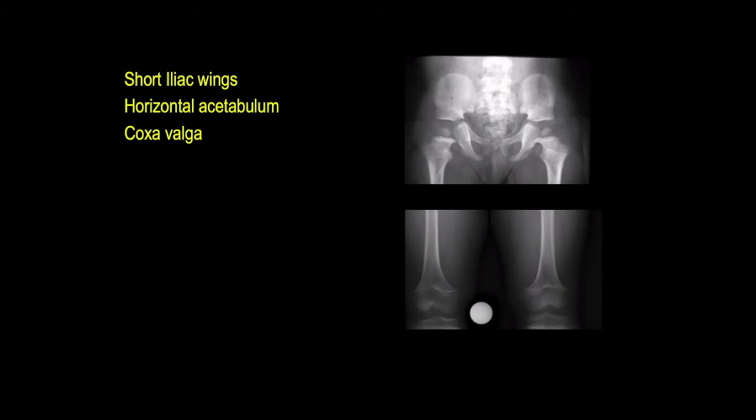And radiologically, you get short iliac wings and horizontal acetabulae. You get a coxa valga. You also get bulbous proximal femur. In the distal femur, you get a genu varum, and there's a V-shaped distal femoral physis. And so that's fairly characteristic of achondroplasia. And the fibula is less involved than the tibia, so that appears to be long.